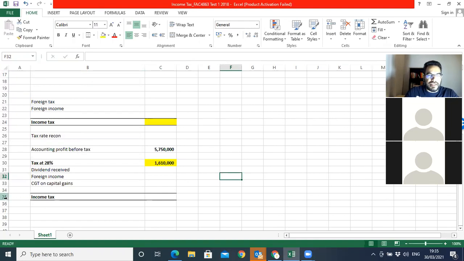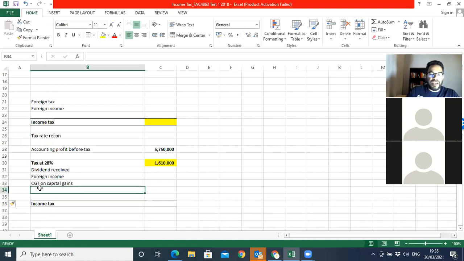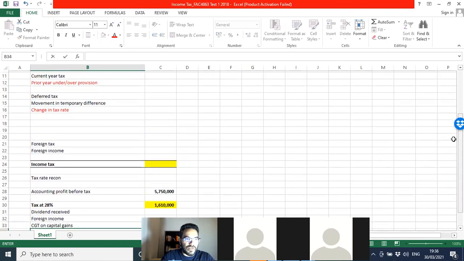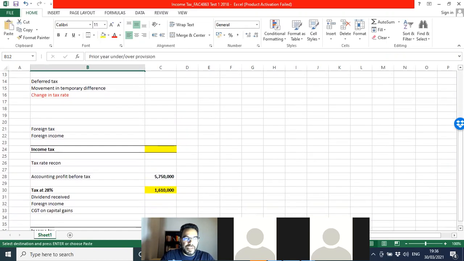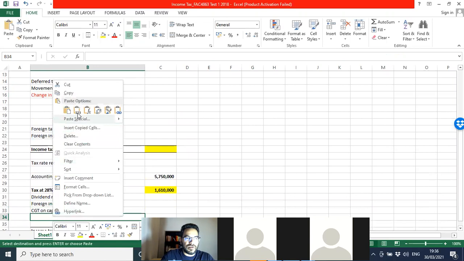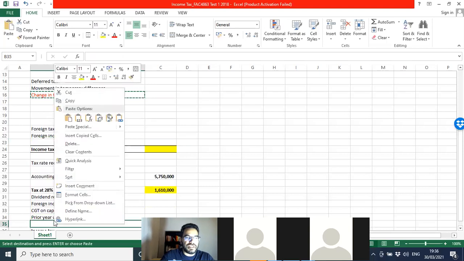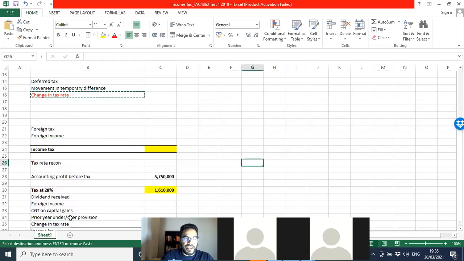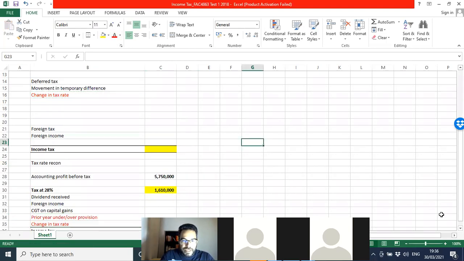Just as a red line item, I just want to add in a red line item. What will also be a permanent difference are the following: a prior period under or over provision and a change in tax rate. So this will also come through in the tax rate recon. Okay. So please take note.